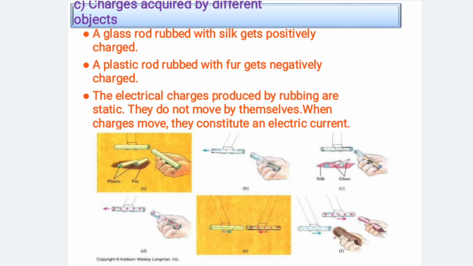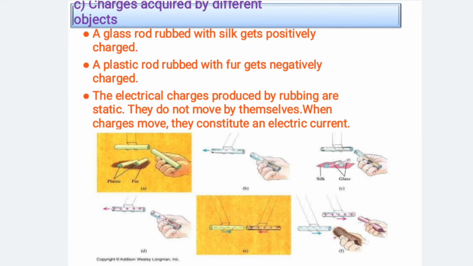So here in the diagrams also you can easily see that like charges repel each other and unlike charges attract each other. And also it is shown that a glass rod when rubbed with silk gets positively charged and a plastic rod when rubbed with fur gets negatively charged.